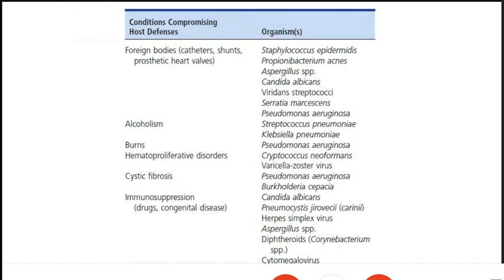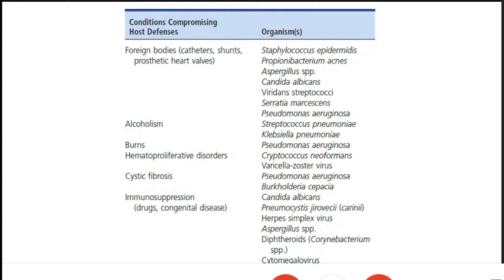Now, these are the conditions compromising the host defenses and what the different organisms are. Like for example, foreign bodies. They will compromise the host defenses in a way that catheters or shunts can be a place where microorganisms can grow, so that the host defense is compromised. Alcoholism also, and burns, where your Pseudomonas aeruginosa can grow easily. That is what you guard against in burn patients.